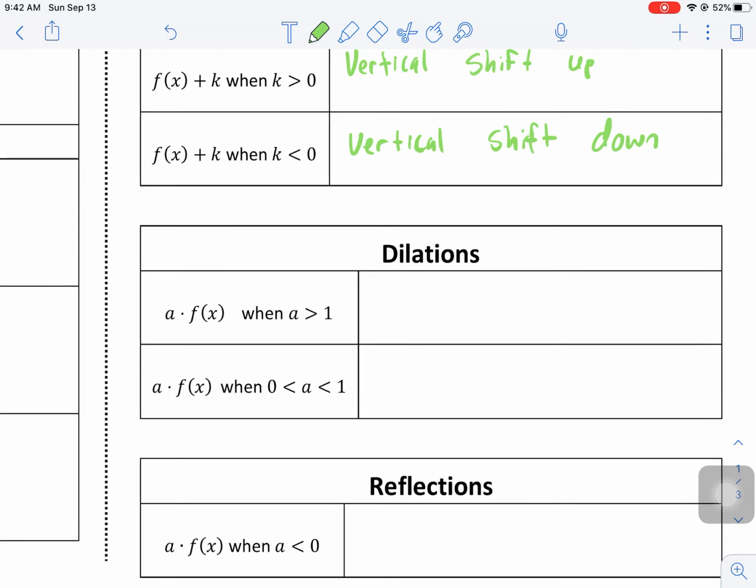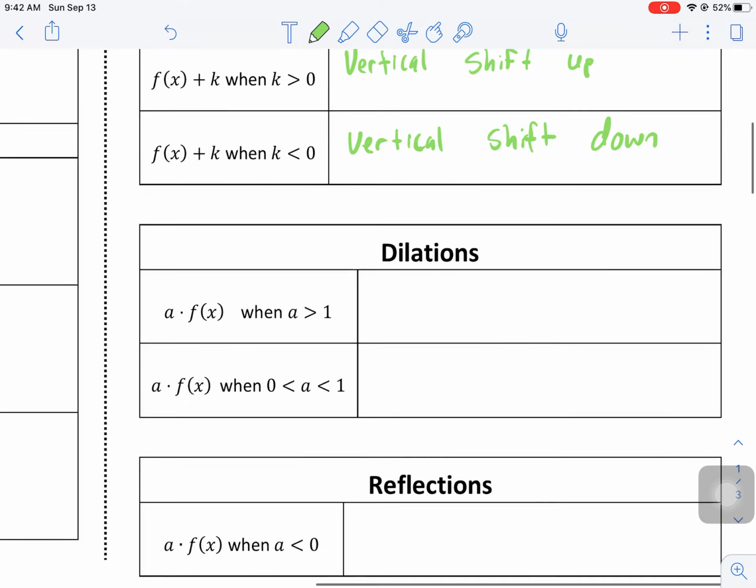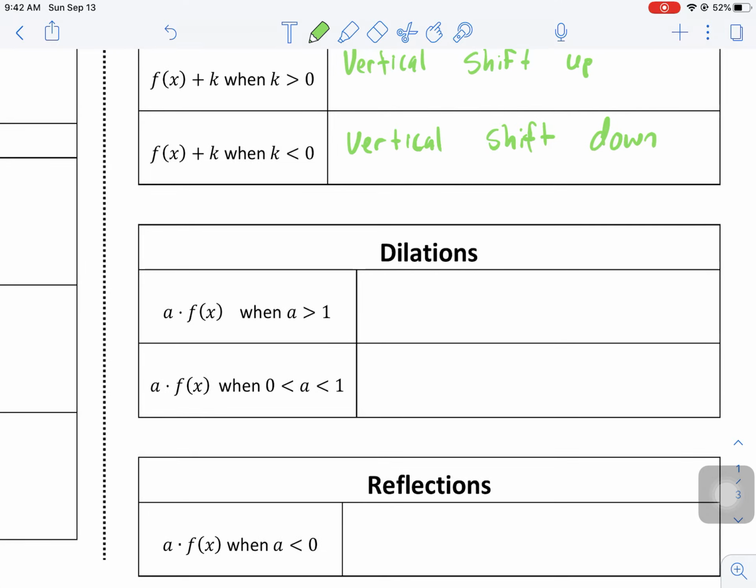Dilations are a little bit different. So, a times f of x, when a is greater than 1, so all of our values greater than 1, is going to be called a vertical stretch. Notice that our a value is in front of the f, so we're multiplying the function by a. This is called a vertical stretch, and sometimes you'll see it called by a factor of a, so whatever a is. Next we have a when it's between 0 and 1.